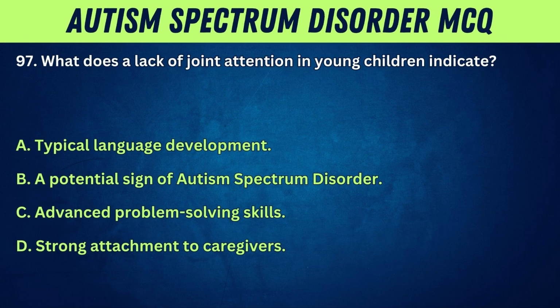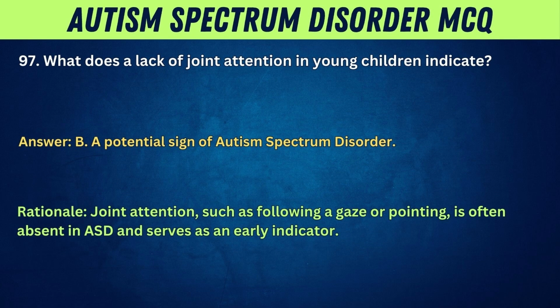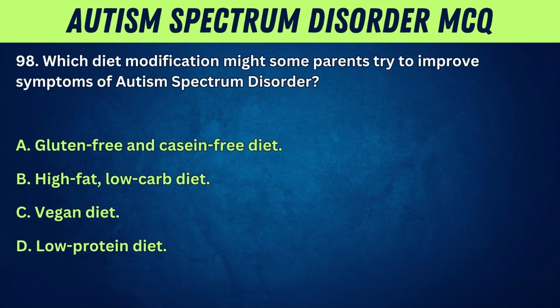97. What does a lack of joint attention in young children indicate? A. Typical language development. B. A potential sign of autism spectrum disorder. C. Advanced problem-solving skills. D. Strong attachment to caregivers. Answer: B. A potential sign of autism spectrum disorder. Rationale: joint attention, such as following a gaze or pointing, is often absent in ASD and serves as an early indicator.